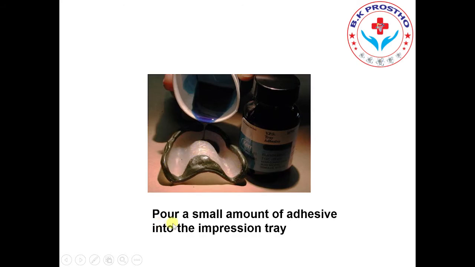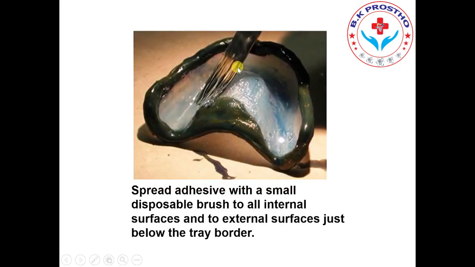First, we have to pour a small amount of the adhesive into the impression tray, and then with the help of a disposable brush, we spread the adhesive to cover all the internal surface of the tray, including the peripheral border as well as 5 mm behind on the external surface of the tray. Same as for the mandibular tray, and then we have to wait till this adhesive becomes dry. We have to follow the manufacturer instructions. Failure to follow the manufacturer instructions will lead to separation of the impression material from the tray.